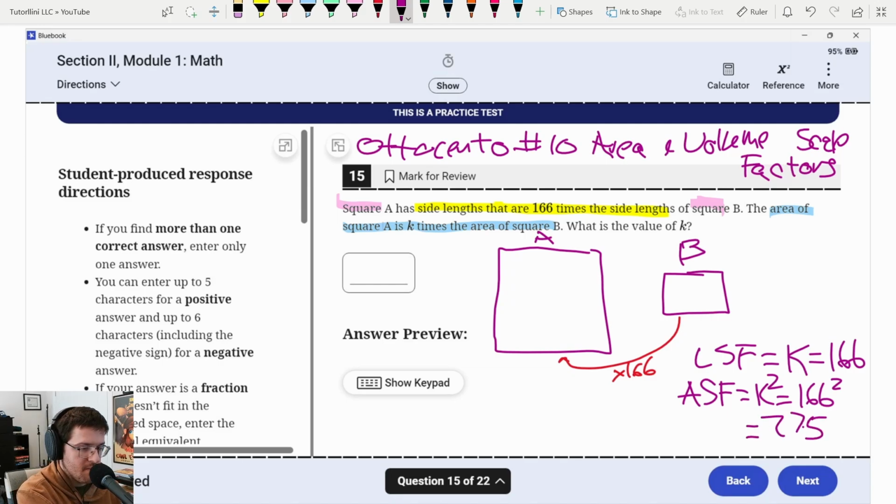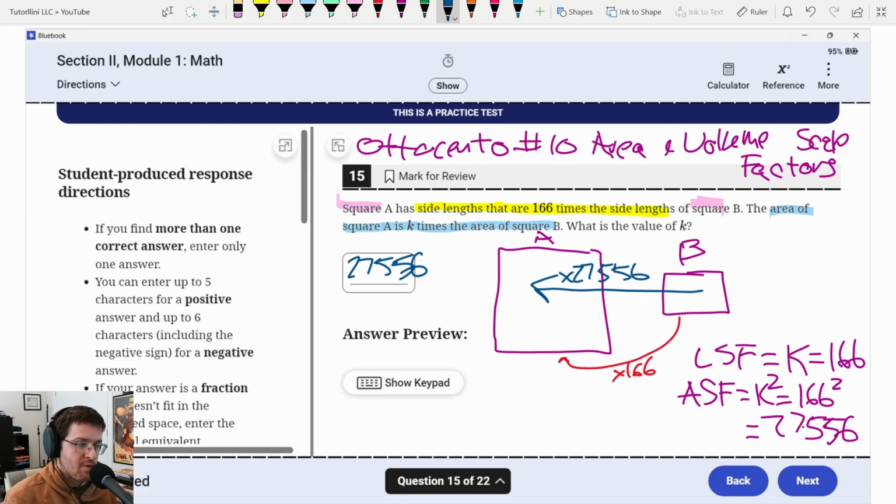27556. And so that means the area is times 27556, which is what k is in this question. So that is the answer, 27556. You might not have had too much trouble with this one, and you might even be able to brainstorm some other way using the formula for the area of a square. You could pick random numbers and solve it that way. Sure. However, these questions get way harder, guys. So if you do not understand this, you're going to be in trouble in the long term. So please go watch that video, Autochento number 10.